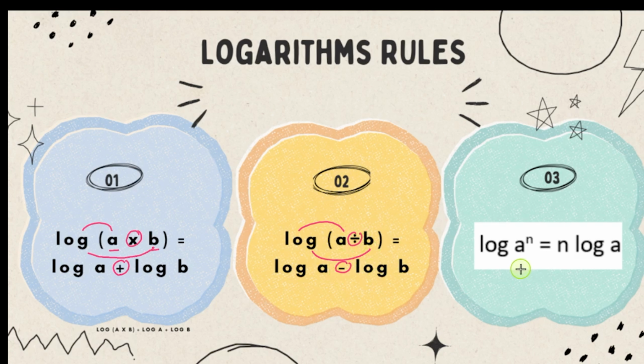The third most important law: you have a number A which has the power n. If you want to simplify this, bring the power before it along with the sign. So when it is brought before, you will have n into log value of number A. If you just multiply it, that's enough.